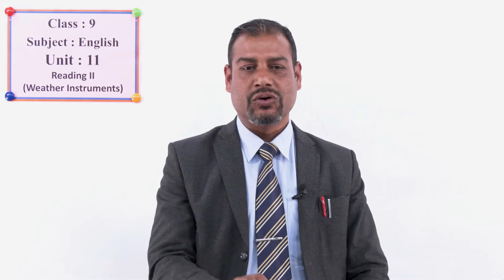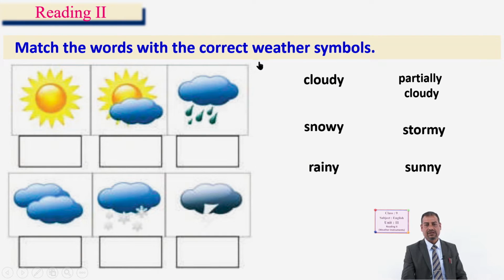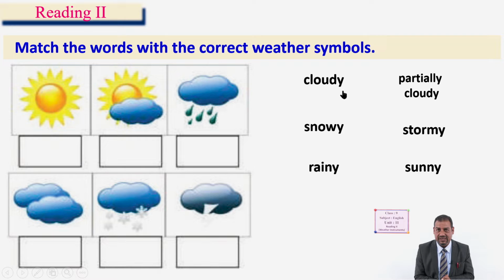Good. Now first of all, look at these pictures. The instruction says, match the words with the correct weather symbols. Now you can see the sun and cloud, then cloud and rain, and so on. Here are the words. So the first picture, can you tell me? These are the pictures for different weather. What is the first picture? Is it cloudy, partially cloudy, snowy, stormy, rainy, or sunny? Which one is correct?